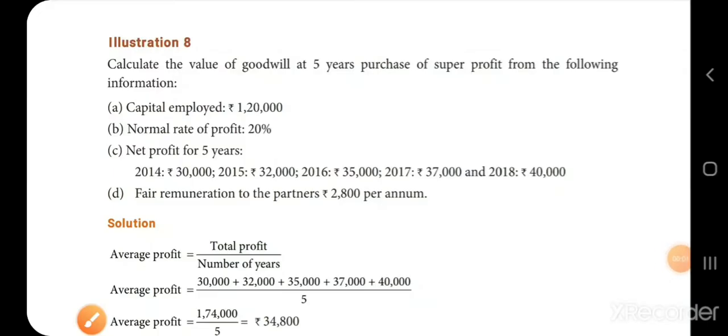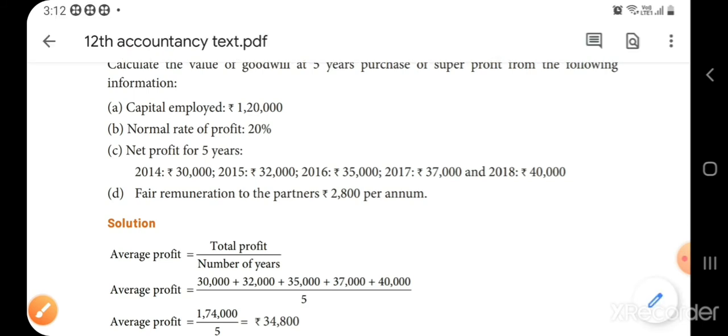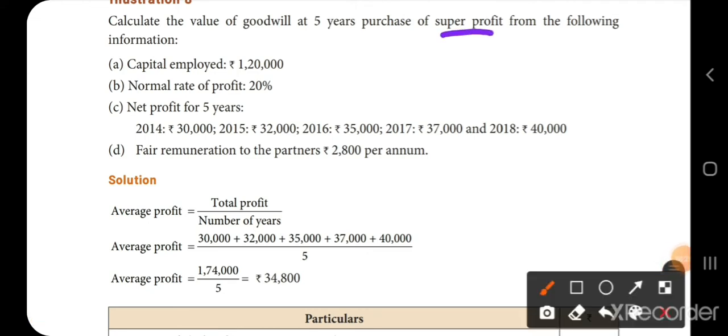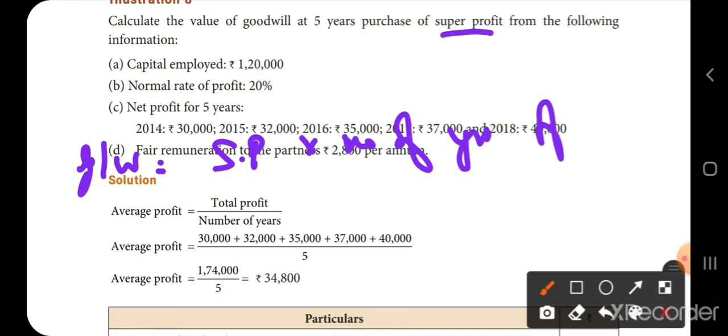Question 8. Calculate the value of goodwill at 5 years purchase of super profit from the following information. Capital employed is 1,20,000. Normal rate is 20%. Net profits for the previous years is given. Fair remuneration to partner is 2,800 per annum. Now, under the super profit method, what is the formula for goodwill? Goodwill is equal to super profit into number of years of purchase.